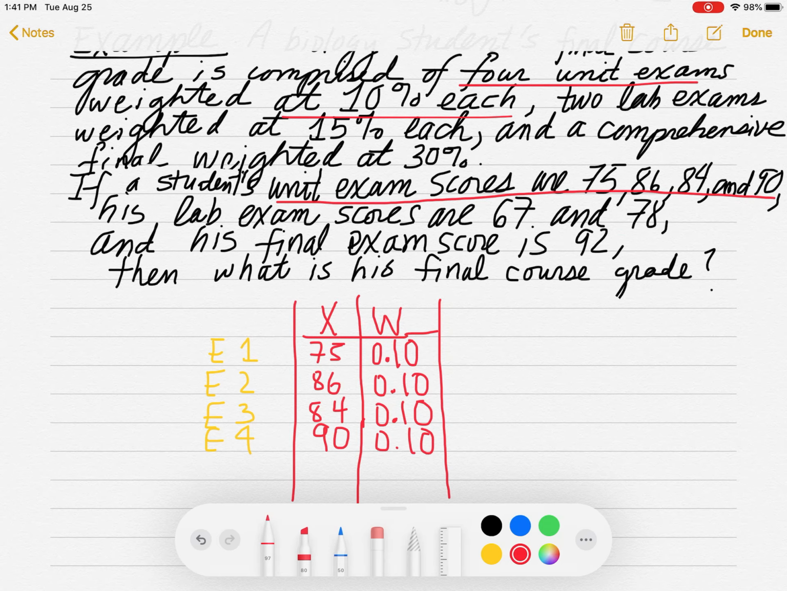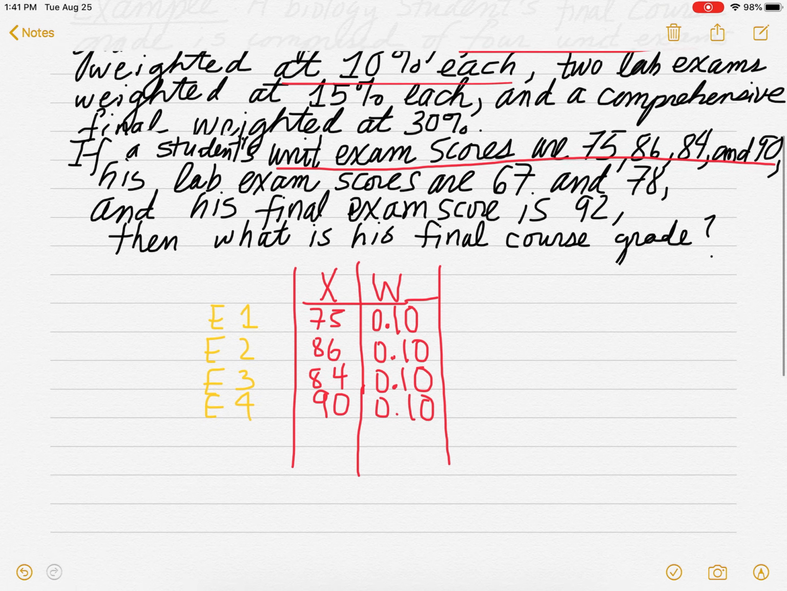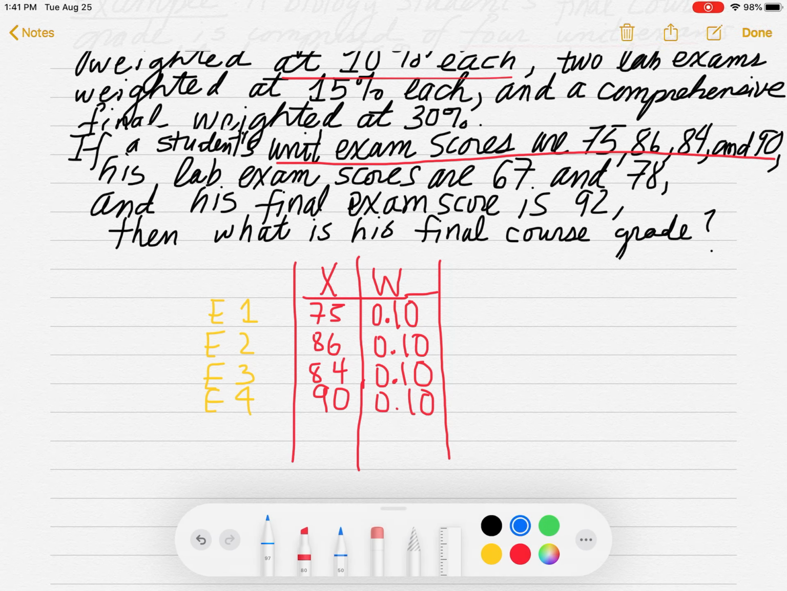All right. Now, what else do we have besides unit exams? We've got lab exams. 2 lab exams. So I'm going to say lab exam 1, lab exam 2. The data values for those, the lab exam scores, are 67 and 78. They're weighted at how much? 15%, right? 15%, 0.15.